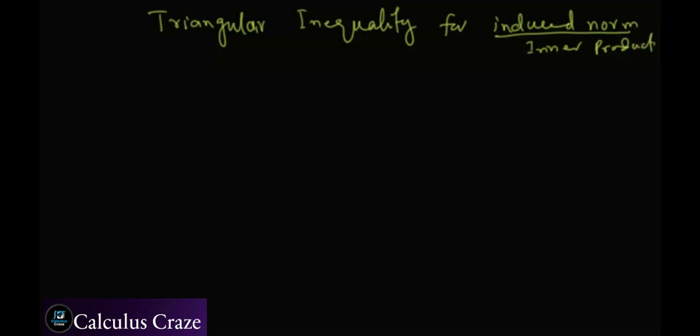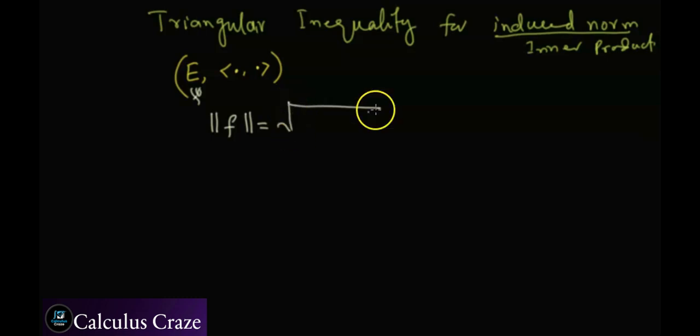So we know that if E is a vector space with this inner product, so suppose this E is an inner product space. Now what I want to say is this. If E is an inner product space, then on it I can define this norm of any element f from this E. I can define this norm by this inner product, right?